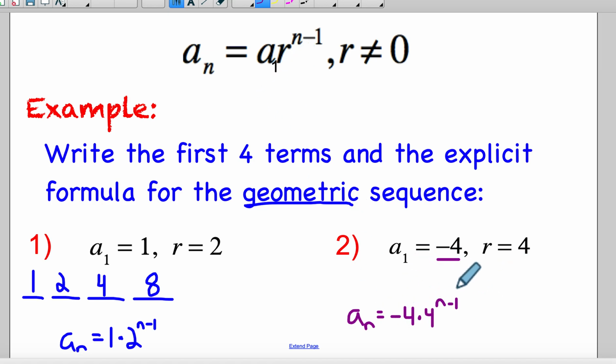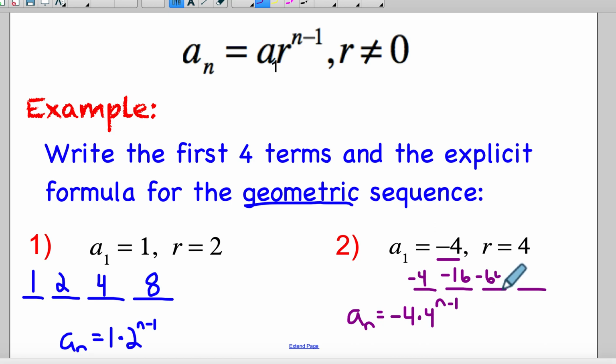But if I want to write the first 4 terms, 1, 2, 3, and 4, again, it gives me the first term as negative 4. And again, the common ratio is 4. So I could just multiply these numbers by 4 and be done with it. But if I want to plug in 2 for the second term, 2 minus 1 is 1. So 4 to the 1 is just 4. Negative 4 times 4 is just negative 16. If I wanted to get the third term, I could plug in 3. 3 minus 1 is 2, so 4 squared is 16. Negative 4 times 16 would be negative 64.